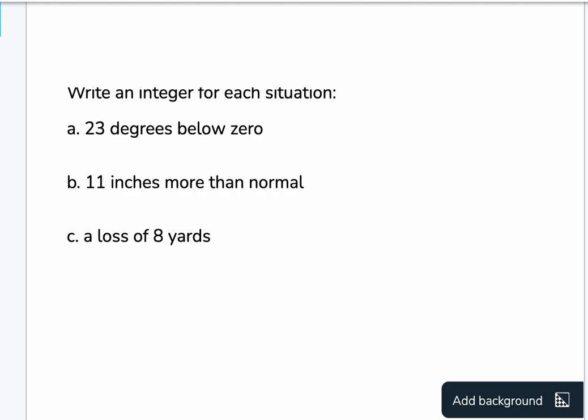Lesson 1, Integers and Absolute Value. We're going to be discussing integers for given situations, and you're going to be writing down an integer for each one. Maybe it's going to be a positive or a negative integer. Let's take a look at these examples.